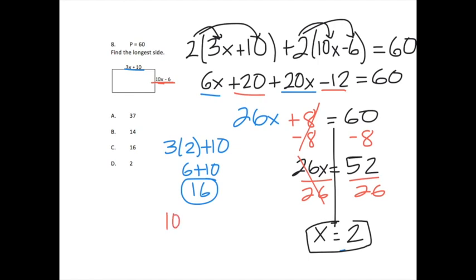And that one says 10x, which x is 2, minus 6. 10 times 2 is 20, minus 6. That's a 14. So now, looking at both of my sides, 14 and 16, I know that the longest one is 16. Be careful here, because if you tend to forget that you were looking for the longest side and not the x, you would pick 2 as your answer instead of the side, which was 16.